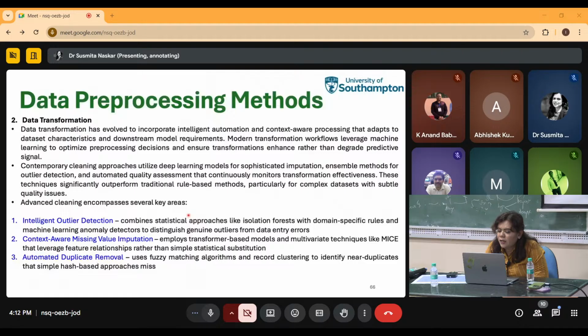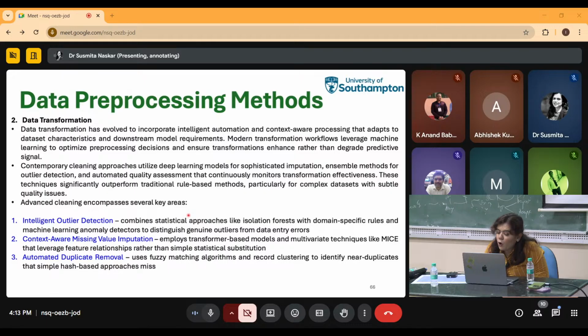And all these approaches outperform traditional rule-based cleaning definitely, especially with complex datasets containing subtle quality issues, right? So there are a lot of advanced cleaning areas being used, something like intelligent outlier detection, context-aware missing value imputation, and automated duplicate removal. These are the types of advanced cleaning tools we use. Automated duplicate removal is one of the important ones.